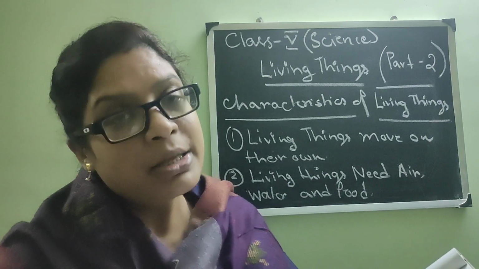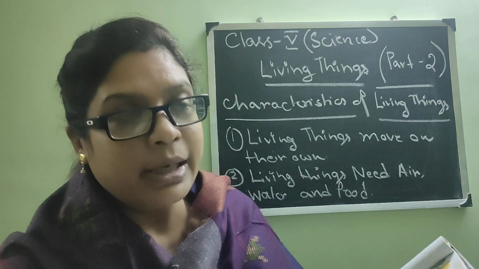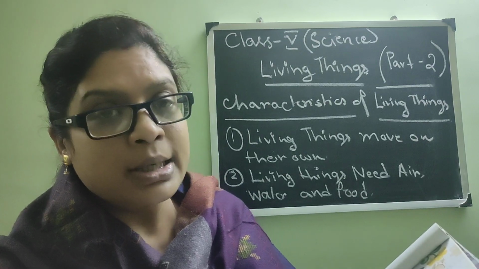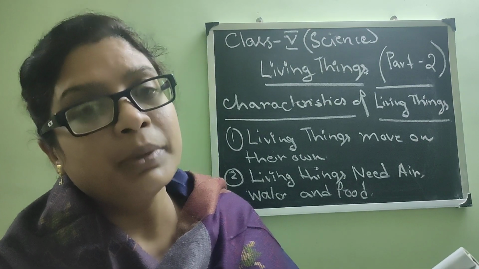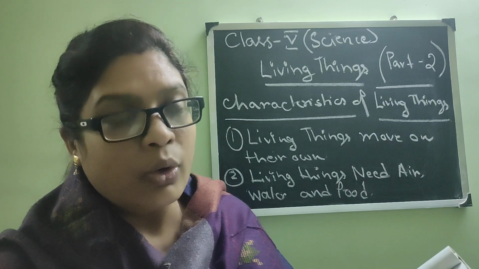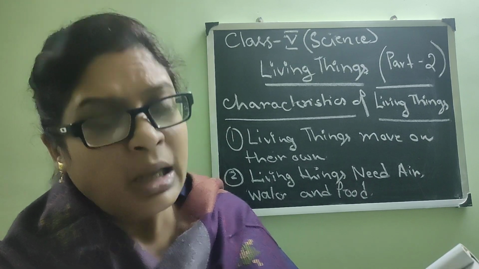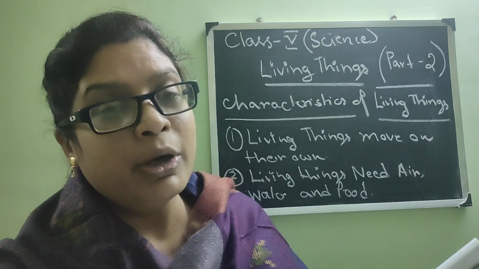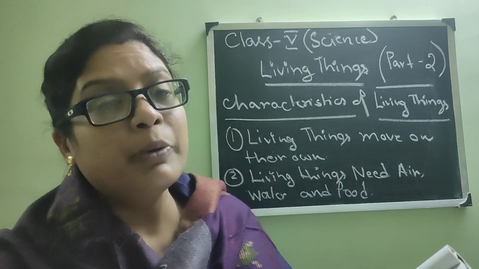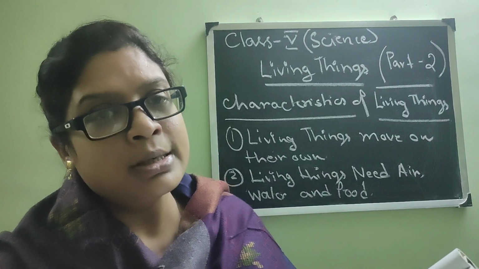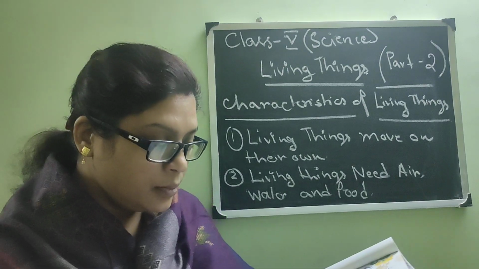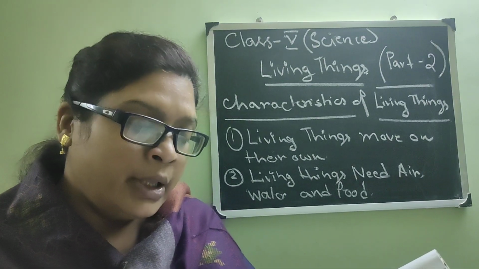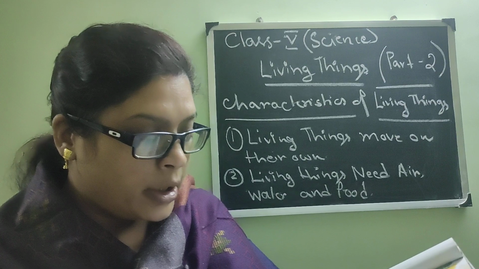But actually plants also move. Experimentally it is proved, and you will see, if you keep a plant aside a window, slowly it will move towards the window to get the sunlight, because without sunlight the process of photosynthesis is impossible. Non-living things normally do not move on their own.